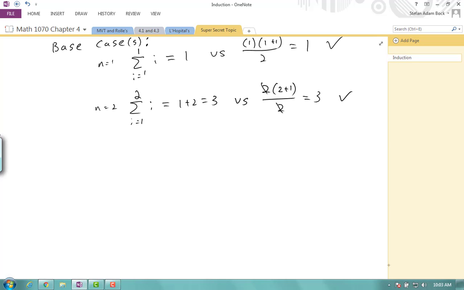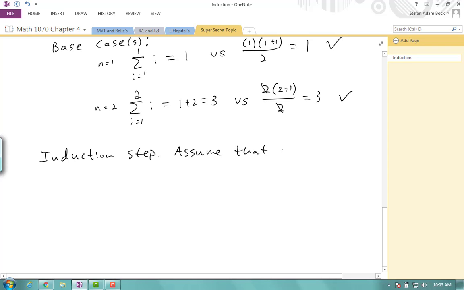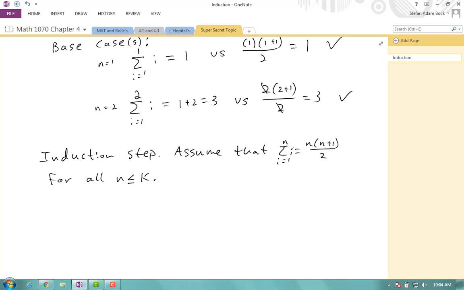Now I move on to the other part, the induction step, which is the part that says if it works at least once, then it works the next time. So we'll assume that this formula, the sum from i equals 1 up to n of just i, is equal to n times (n plus 1) over 2 for all n up to a certain integer k. We'll just assume that I've checked up to whatever k is. Then I want to show that it's going to work for k plus 1.